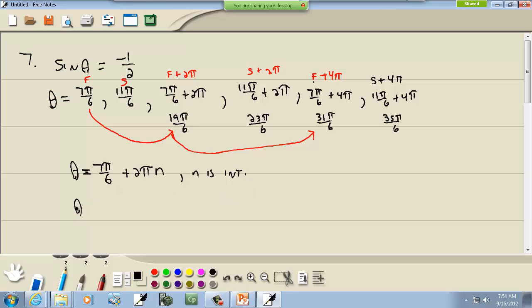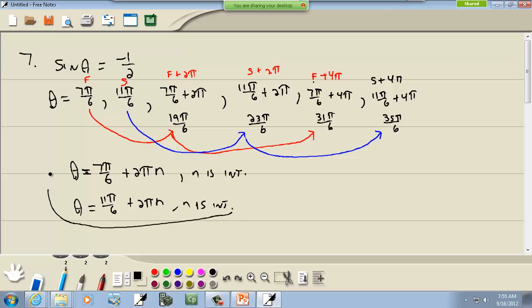There's different ways of writing this. This is the form I like. Now our other one starts out as 11 pi over 6, and it goes to 23 pi over 6, and then goes to 35 pi over 6. Well, I'm adding 12 pi over 6 again, aren't I? So I'm adding 2 pi. So our second answer will be 11 pi over 6 plus 2 pi n, and n is an integer. And those will be your answers.